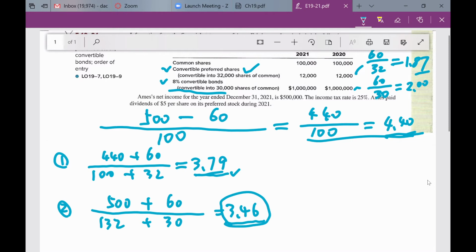So our diluted earnings per share should be this. If in the second step, instead of 3.46, we got 3.86, that's higher than 3.79. Then 3.79 should be the diluted earnings per share. That should be the final number.